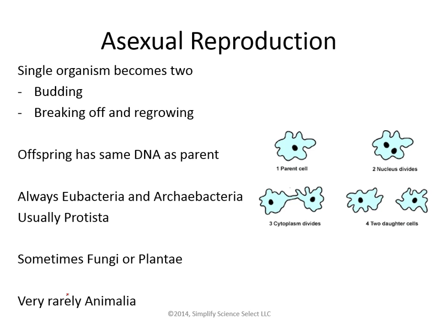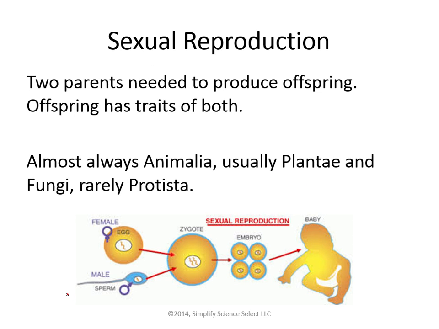Okay, so asexual reproduction. In asexual reproduction, a single organism can become two, either through budding or breaking off and regrowing. Now, whenever we do asexual reproduction, the offspring has the exact same DNA as the parent. So all eubacteria and archaeobacteria reproduce this way, and most Protista do. Sometimes fungi and Plantae will do it, but not if they can help it. And it's pretty rare to see it in Animalia. It's a last-ditch kind of effort.